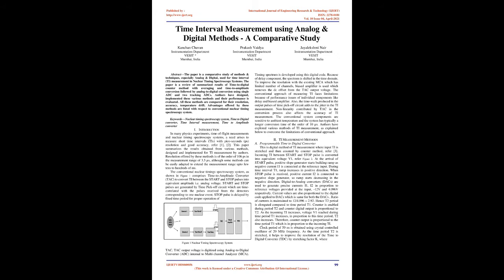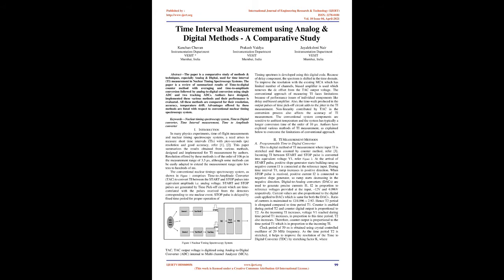The conventional approach of measuring TI faces limitations because of performance issues of individual components like the delay and biased amplifier. Also, the time walk produced in the output pulses of the time pick-off circuit adds to the jitter in the TI measurement. Non-linearity contributed by the TAC in the conversion process also affects the accuracy of TI measurement. The conventional system components are sensitive to ambient temperature and the system typically has a longer conversion time of the order of 10 s. Authors have explored various methods of TI measurement, as explained below, to overcome the limitations of the conventional approach.